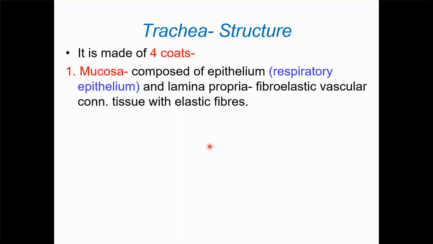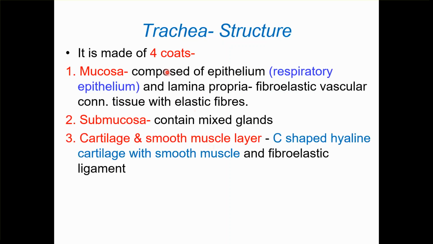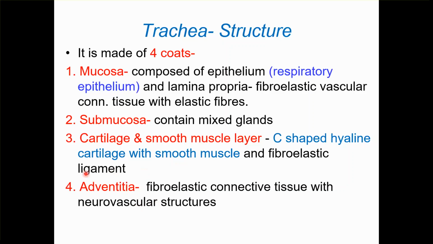Further, the trachea is made up of 4 coats. The mucosa is composed of respiratory epithelium, and the lamina propria is fibroelastic vascular connective tissue with elastic fibers. The submucosa has mixed glands. The cartilage and smooth muscle layer has C-shaped hyaline cartilage with smooth muscle and fibroelastic ligament, and the adventitia has fibroelastic connective tissue with neurovascular structures.